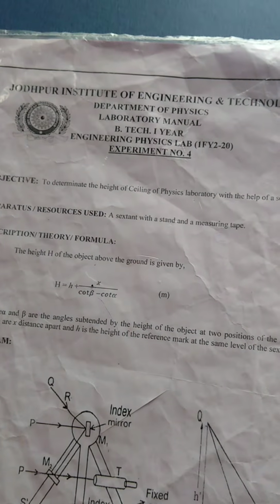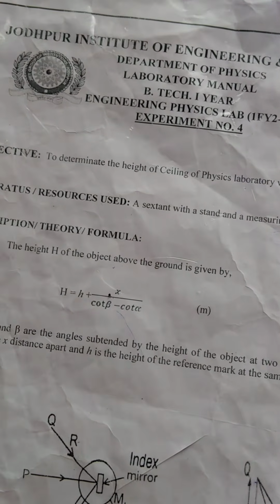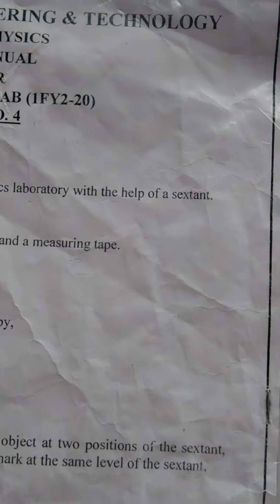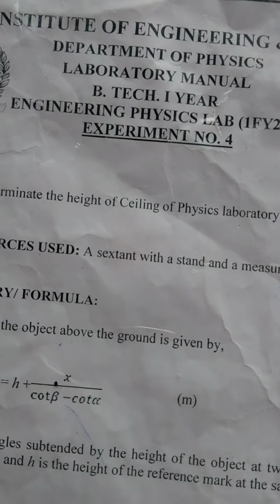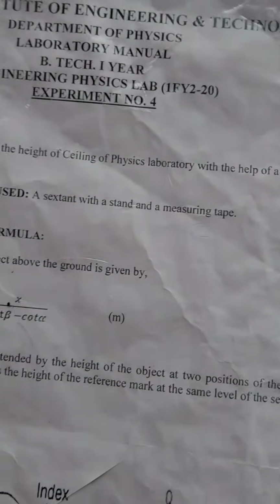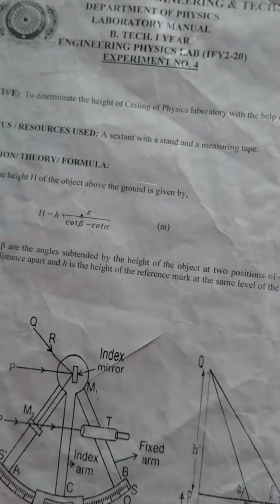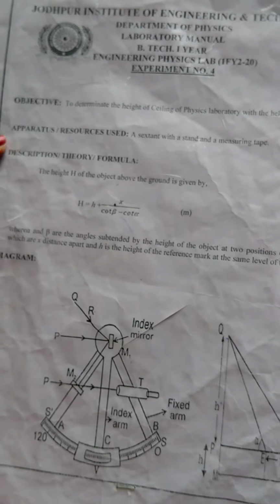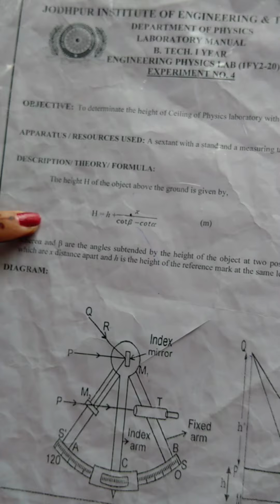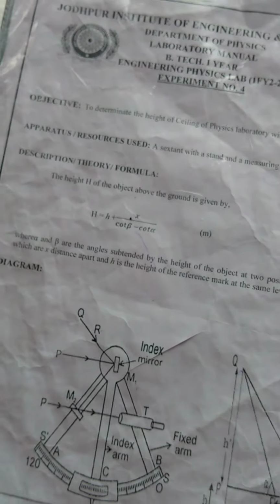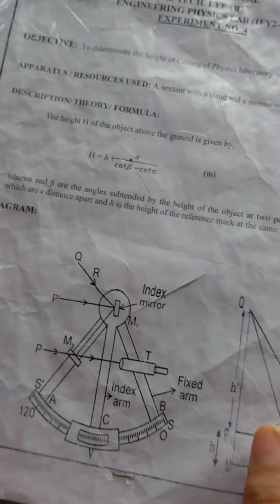Hello student, today we're going to perform the experiment sextant, which is used to measure the height of the ceiling of the physics laboratory. This is the apparatus we need. This is the formula we are using to calculate the height. This is the block diagram of this experiment.